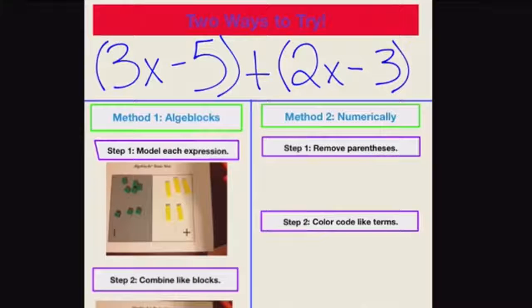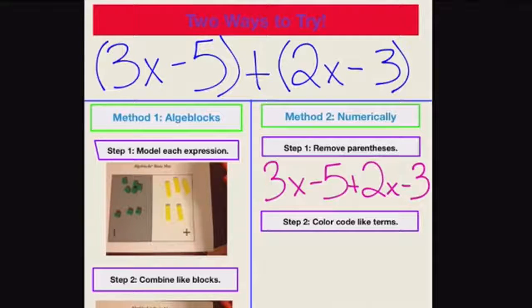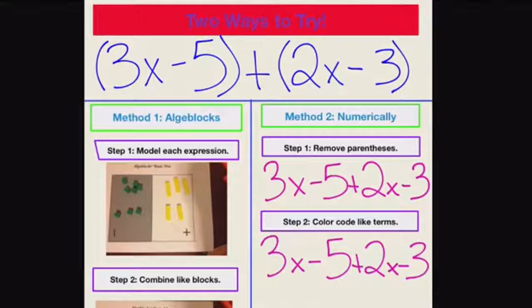So again, step 1, remove those parentheses. So we've got 3x minus 5 plus 2x minus 3. Okay, now we're going to color code our like terms. Again, that's simplifying expressions right here. So I'm going to color code 3x and 2x together. And my minus 5 and my minus 3 are going to go together.